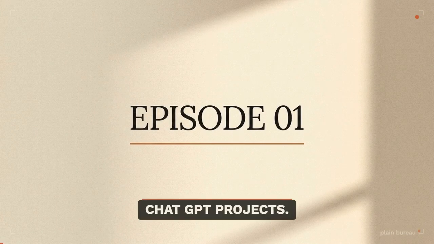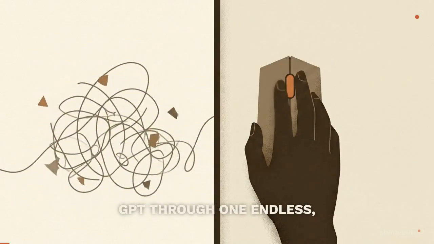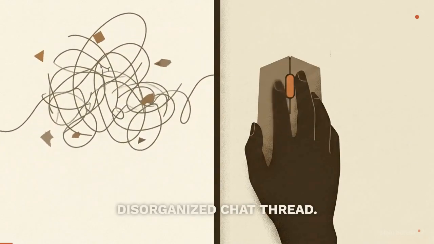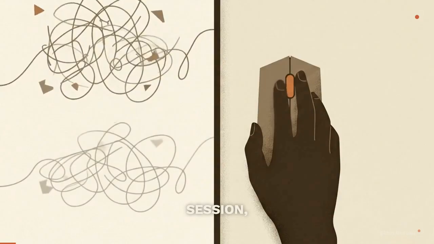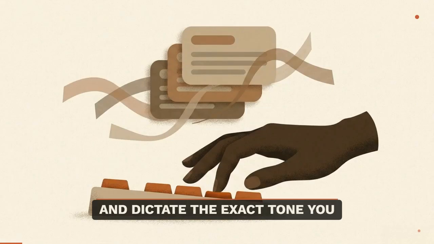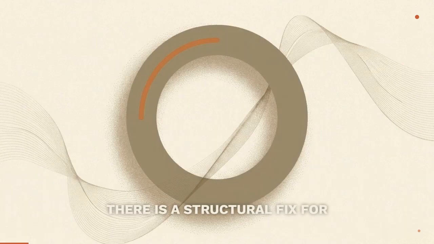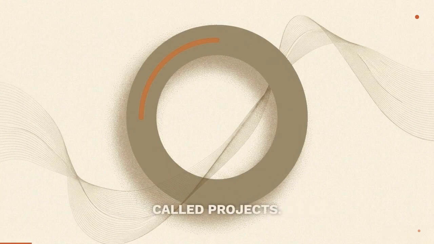ChatGPT Projects, the plain version. Most of us interact with ChatGPT through one endless, disorganized chat thread. Every time you start a new session, you manually re-upload the same brief, re-explain your role, and dictate the exact tone you want, entirely from scratch. There is a structural fix for this friction called projects.